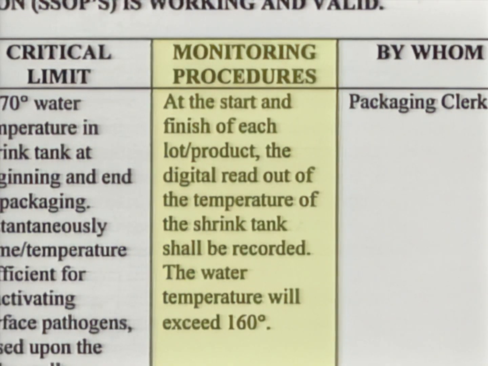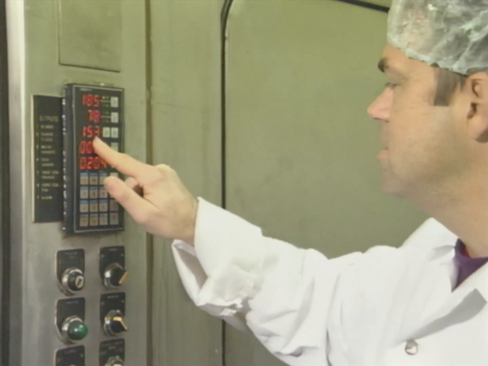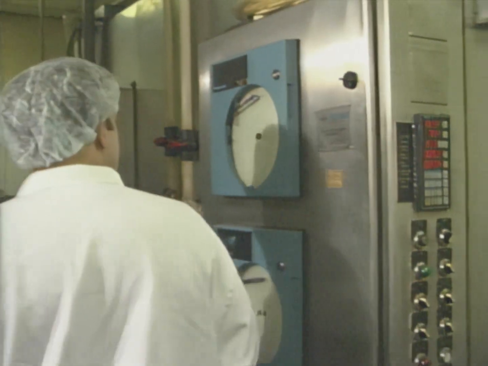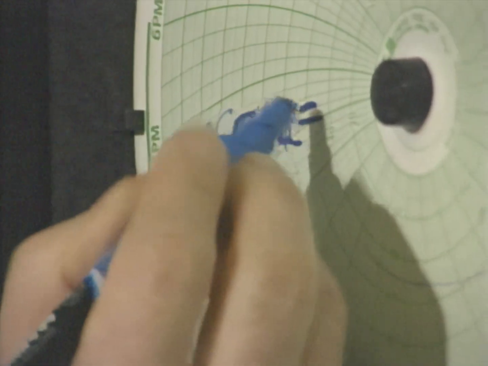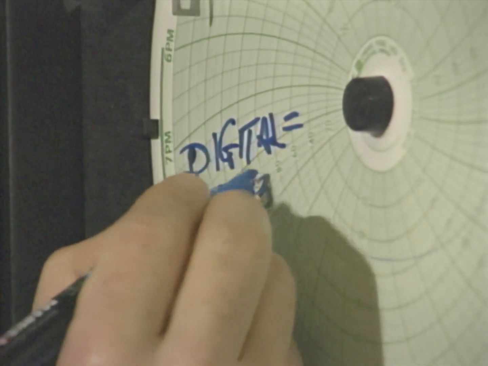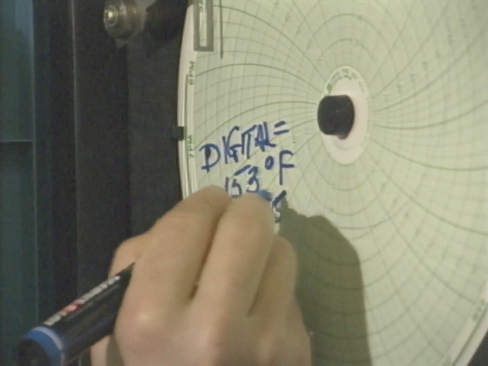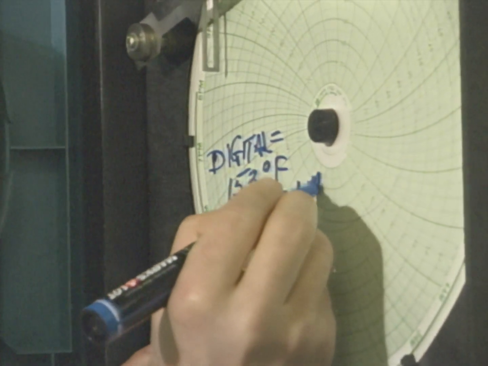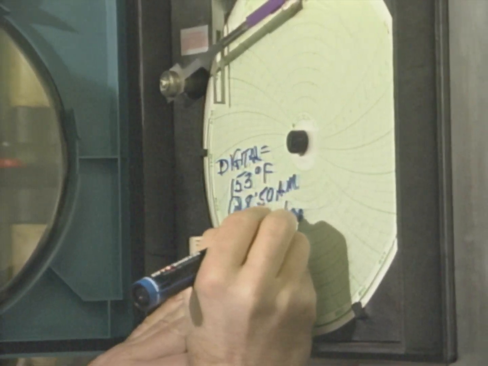Monitoring procedures for CCP-2 involve monitoring the water temperature of the shrink tank at the beginning and end of the packaging process. To monitor CCP-1, the smokehouse operator watches for the digital display on the front of the house to reach 153 degrees Fahrenheit. At this point, the employee compares the digital reading to the temperature indicated by the chart recorder on the side of the house and records the date, time, digital temperature, and initials the record, all on the same recording chart paper.